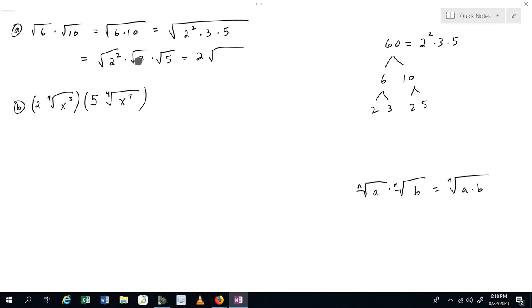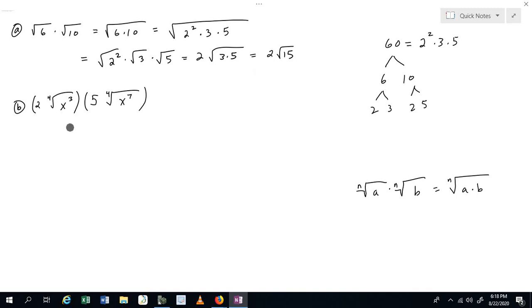Then you can multiply these together under one radical using this property again. So the square root of 3 times the square root of 5 is the same as the square root of 3 times 5. That's just equal to 15, so it's really 2 times the square root of 15. Okay, so that's how you would multiply these radicals together, and this would be in simplified form.